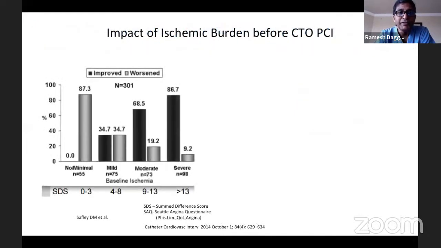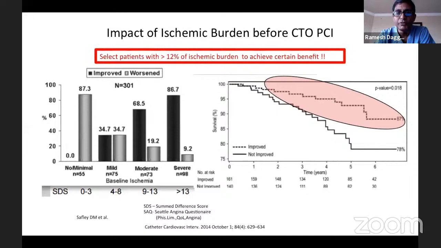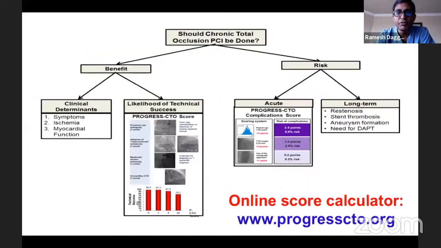So the main idea is to impact the ischemic burden before the CTO PCI, and I think this can be achieved in people who have more ischemic burden. So select anybody with more than 13% ischemia, or 12% ischemia similar to the COURAGE trial, and you can show an improvement in their quality of life to show that CTO PCI is important. Should all CTOs be opened?